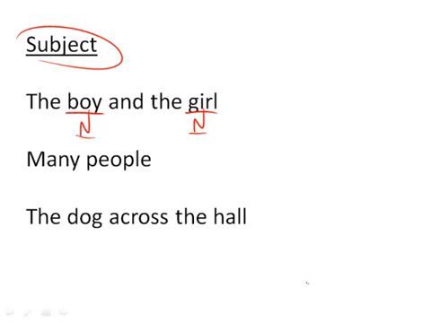So we look here at many people. People, noun, subjects. Words like many, these are what we call modifiers, words that modify. We don't worry about it because many is not verbing. It's the people. What about the dog across the hall? Well, we know the dog is a noun. The hall is a noun. Is that the thing that's verbing? Great question. Let's look.